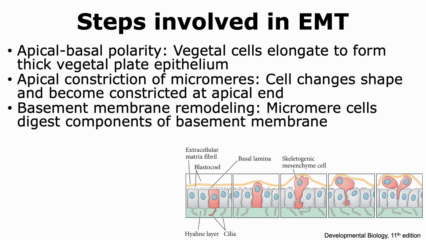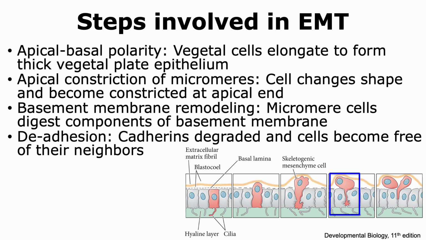away from the blastocele. There is basement membrane remodeling, so the micromere cells will secrete enzymes like proteases to digest various components of the basement membrane so that they can migrate more effectively. The next step involved is deadhesion. In the process of deadhesion, the membrane proteins cadherins that we know play an important role in cell-cell connections are downregulated and degraded, and hence the cells are able to become free of their neighbors.